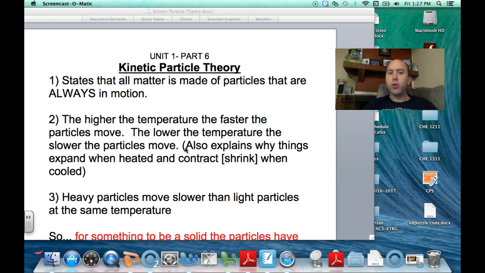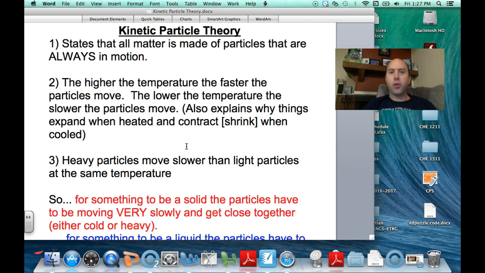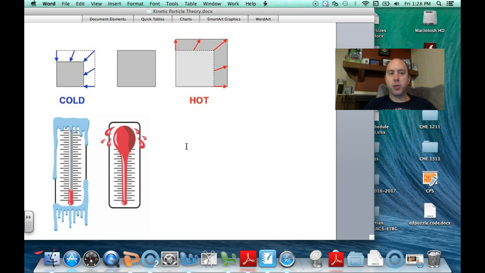So, what's really cool is that this explains why things expand when they're heated and contract when they're cooled. The only exception is water. Water actually expands when it freezes. Nothing else does that. But it's true, it's really cool. It's called thermal expansion and thermal contraction.